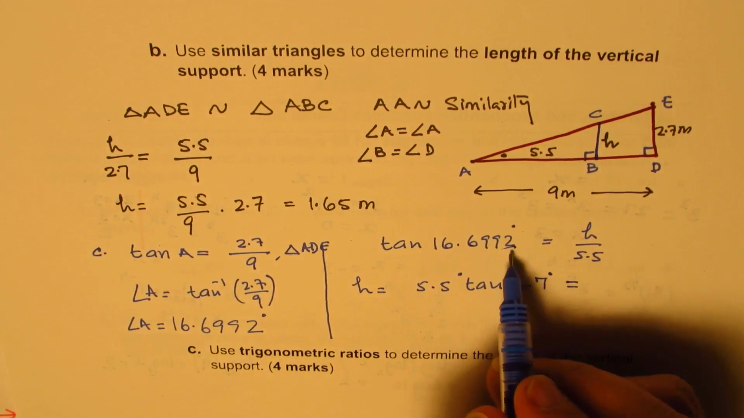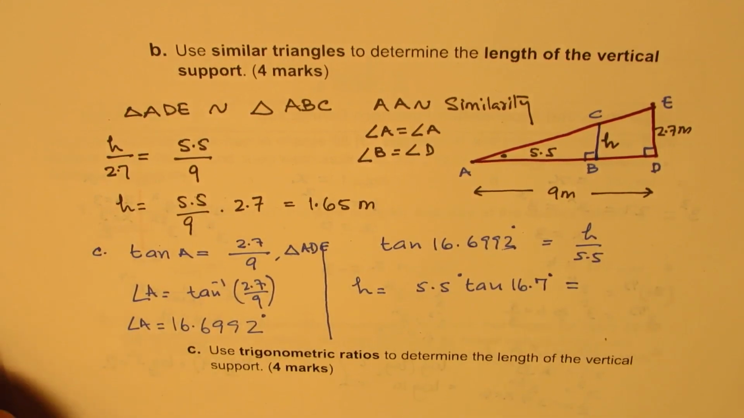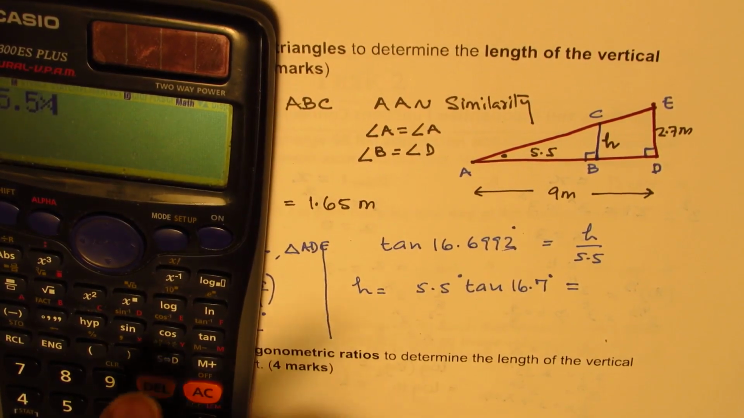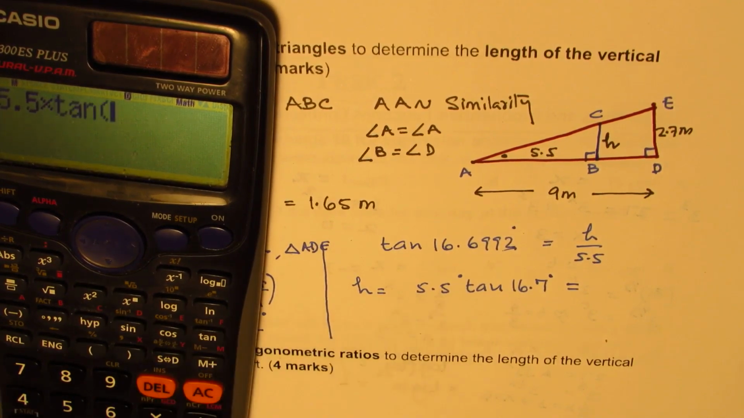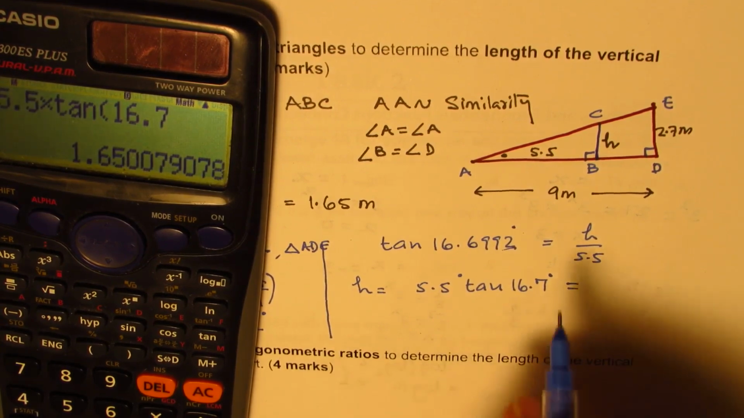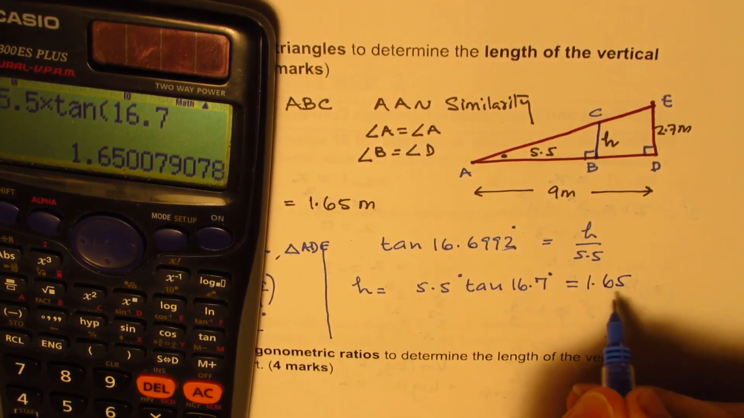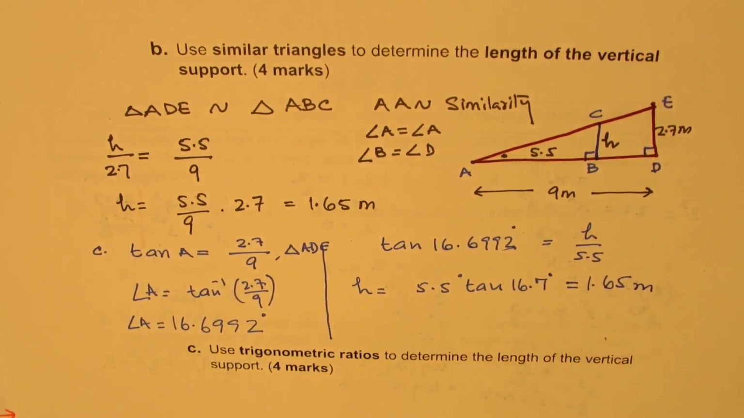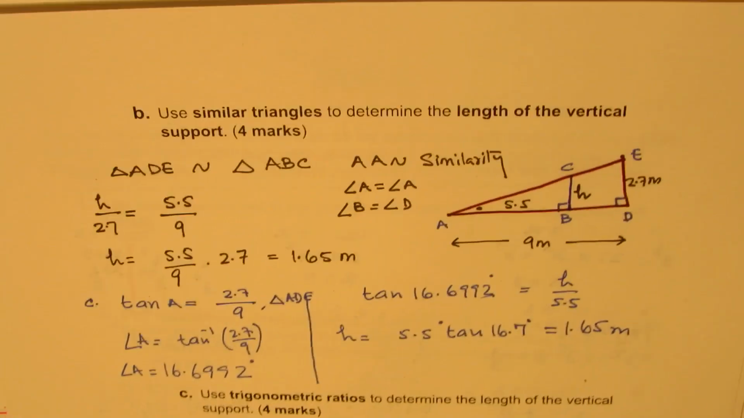It is actually good to use 4 decimals to get accurate answers, since we are rounding the numbers, or we could use 16.7 also. So we get 5.5 times tan 16.7, and that gives you 1.6500. So that is good enough, which is exactly same as we got earlier. Correct? So you see how trigonometry and similar triangles go hand in hand, right? So that is how you can solve part C of this particular question.